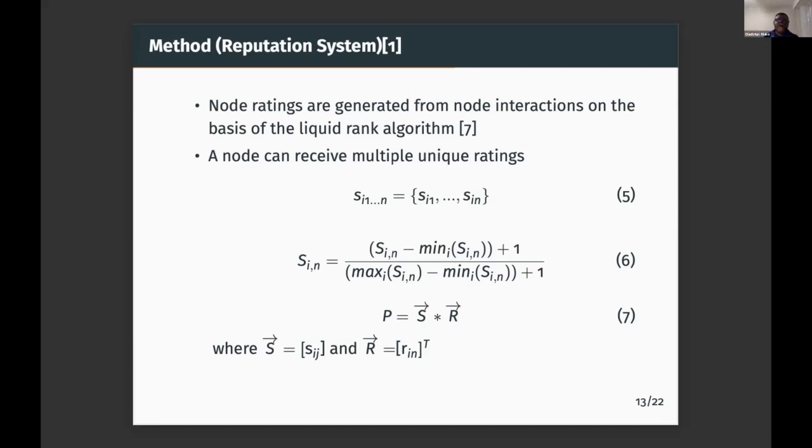And afterwards, we then calculate a general ranking, which we denote as P, which is then calculated as S multiplied by R. S is a row vector, sorry, which consists of the normalized reputation values, and R is a column vector, which consists of the corresponding reputation values of the nodes that are providing the rankings in S.